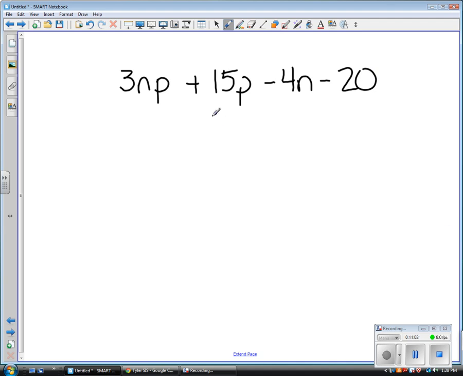Okay. Look at the first two. Is there anything I can factor out of the first two? 3p. And what's left? n plus 5. Okay. Anything I can factor out of the other one? -4. Did everybody see the -4? Okay. Now what's left?